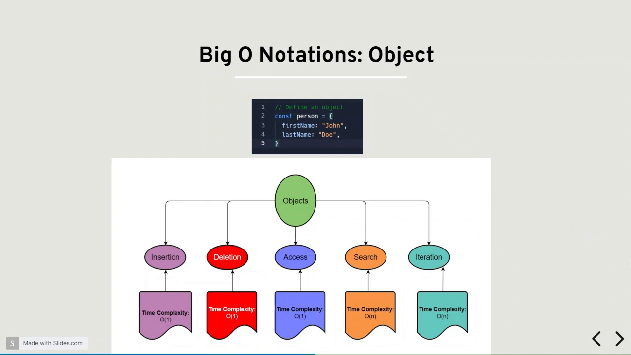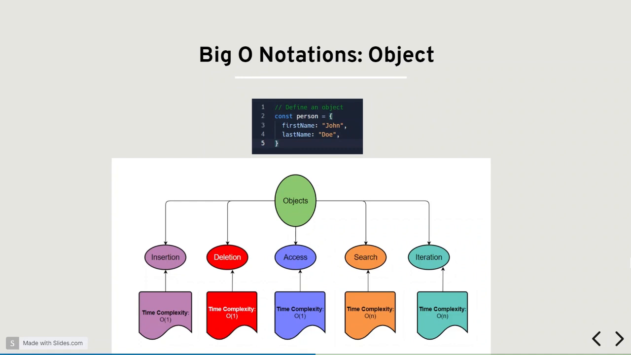As you can see, for insertion, adding a new key-value pair to an object is a constant time operation. That's why its complexity is O(1), which is constant time complexity. After that we have the deletion operation. Deleting a key-value pair from an object is a constant time operation, therefore its time complexity is O(1).